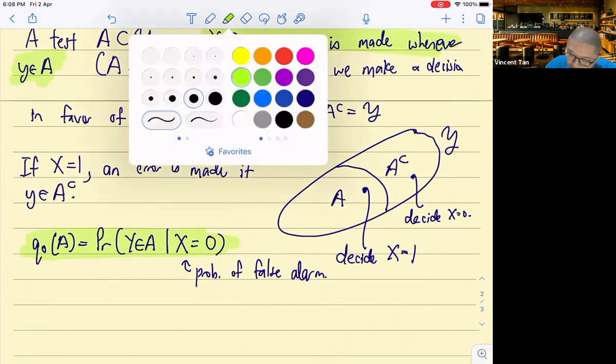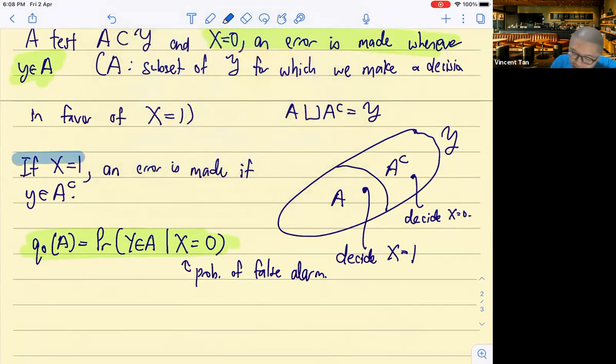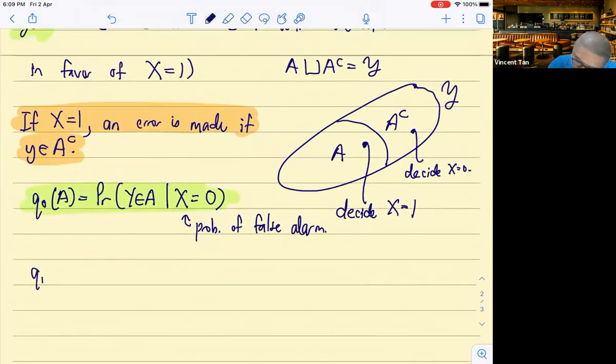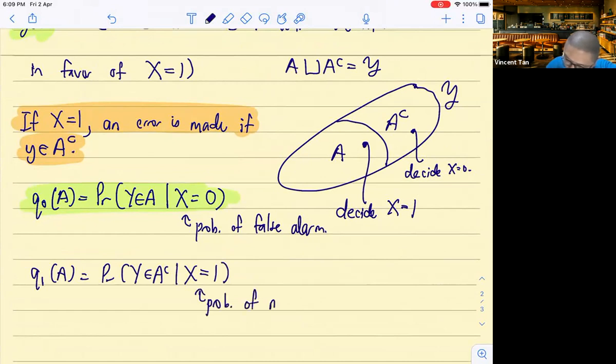So in the other case, however, we have this situation, all right? Let's use this color. So an error is made if X is equal to 1, but you say that X is equal to 0. So in the book, this is denoted as Q1 of A. This is the probability of Y belonging to A complement conditional on the fact that X is equal to 1. And again, this has a name. This is the probability of misdetection. Okay, and this corresponds to the orange stuff on top. Okay, so these are the two probabilities.